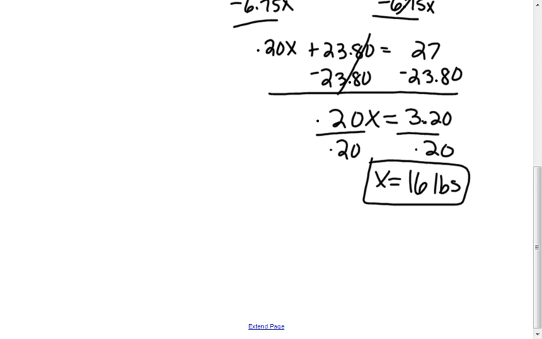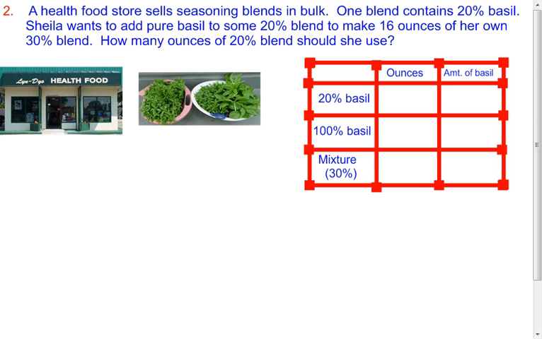All right, and one more kind of like this. A health food store sells seasoning blends in bulk. One blend contains 20% basil. Sheila wants to add pure basil. Pure basil means that it's 100% basil. So she's going to add the 100% blend to the 20% blend to make 16 ounces of her own 30% blend.